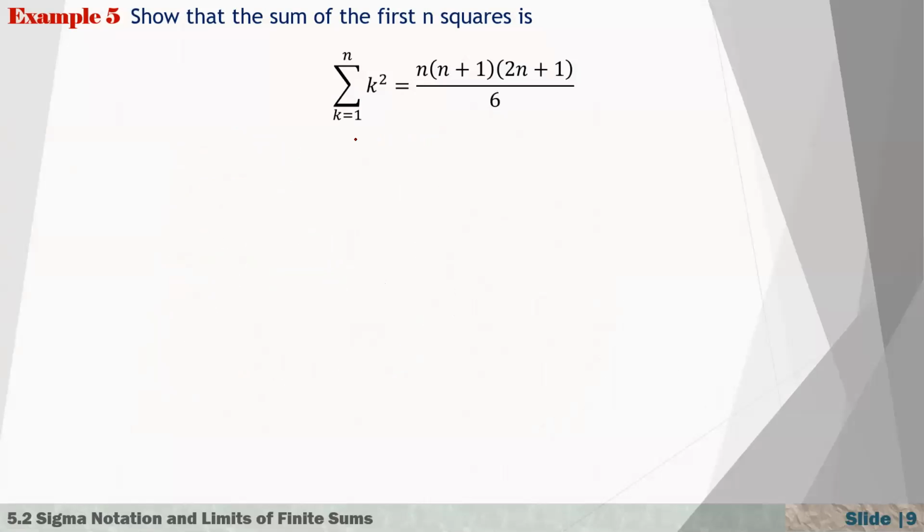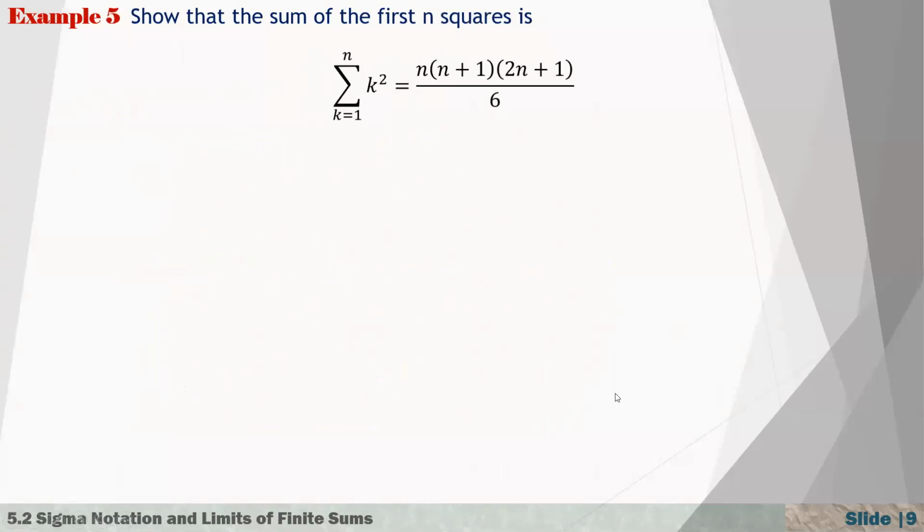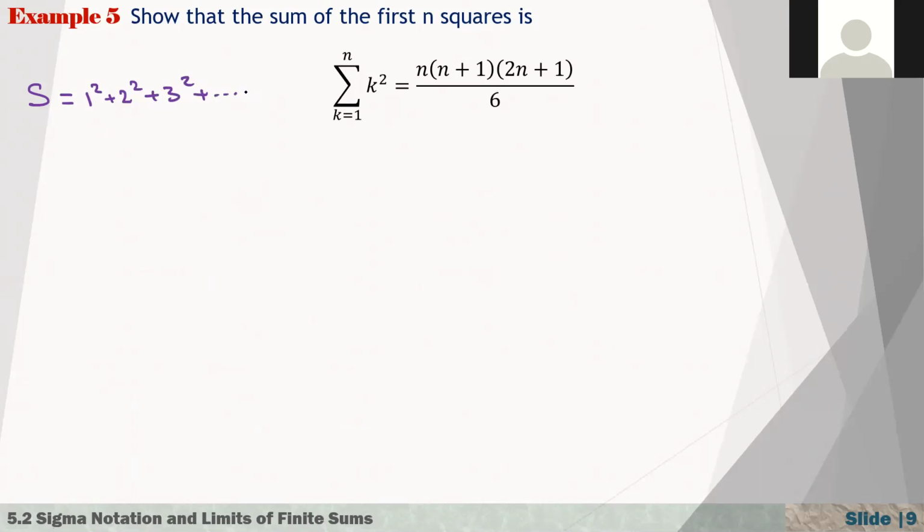To prove this formula, I'm again going to use this idea. Before, we already proved that the sum of the first n natural numbers is equal to n times n plus 1 over 2. Now how about the sum of the squares of the first n natural numbers? Here it is S. S is equal to 1 squared plus 2 squared plus 3 squared plus dot dot dot plus n squared. We can write that in compact form using sigma notation.